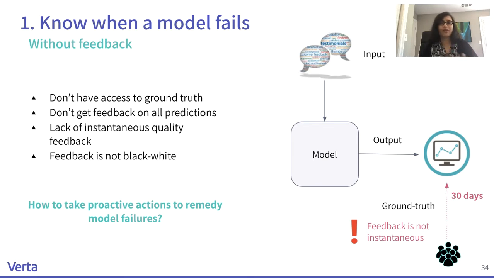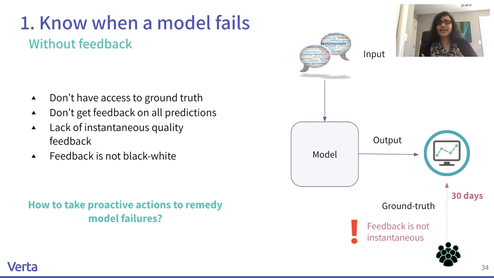They do not have the process in place. Or it could be a scenario where you do not get feedback on all predictions. It could be really costly. So maybe you have access to a subset of predictions where you can obtain ground truth. Or even the feedback is not instantaneous, right? If you're relying on hand labeling to generate ground truth, that can take anywhere between a couple of weeks to months. And your production systems cannot wait. So if there is a failure, you need to fix it.